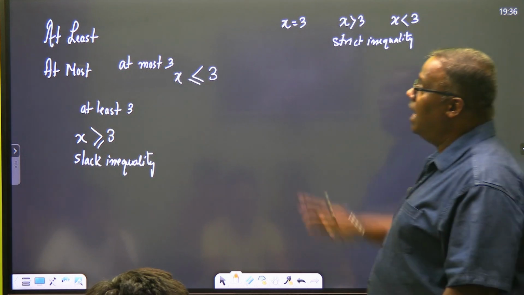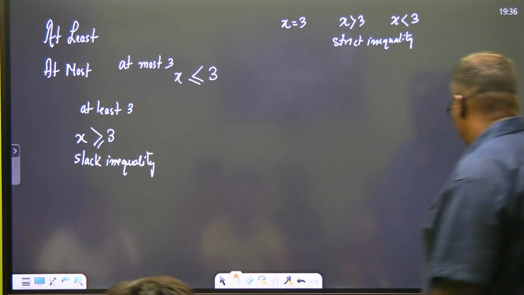At least और at most भी सीख लिया आपने. चलो एक और नया कॉन्सेप्ट. ये सब लगेगा. अच्छा, do you know what is a prime number?